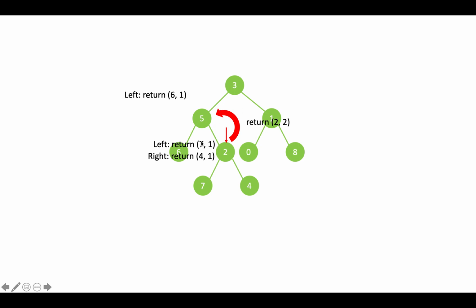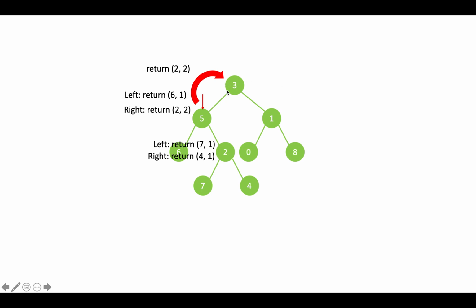So we return 2, 2 to here, and at this layer we have already explored the left subtree and right subtree, and the returned results are here. We do the check: for the right subtree, the distance is bigger than the left subtree, so we return this node, and the distance should be increased by 1, to 3. So we return 2, 2 here. So basically this is the idea of the LeetCode solution.